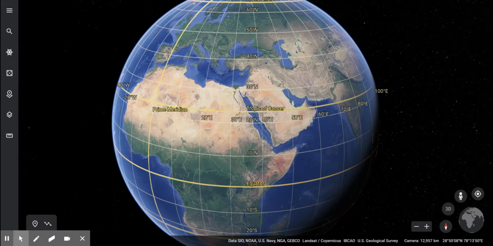And that is the reason why political and physical maps are so important.